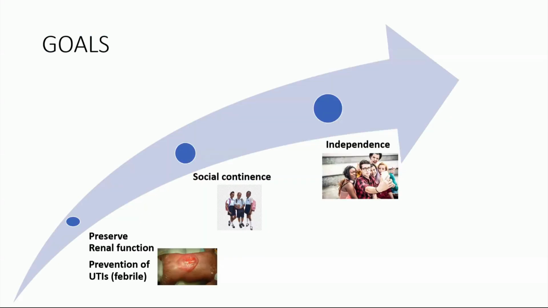Whichever approach we follow, the primary urological goals of management are the preservation of the upper tracts and renal function, prevention of febrile UTIs, and achievement or improvement of continence and maximization of urological independence and quality of life as appropriate. These goals keep on evolving with the age of the patient. To preserve the upper tracts, we need to address the bladder dynamics and do the bladder management.